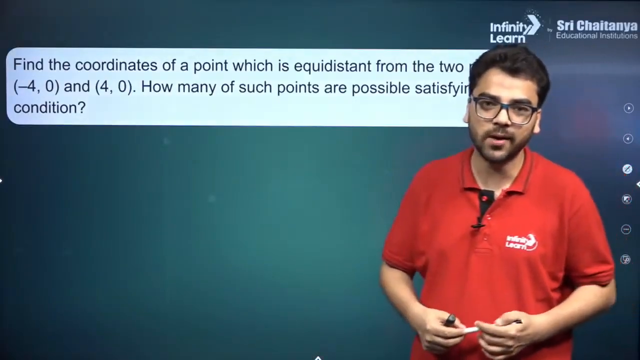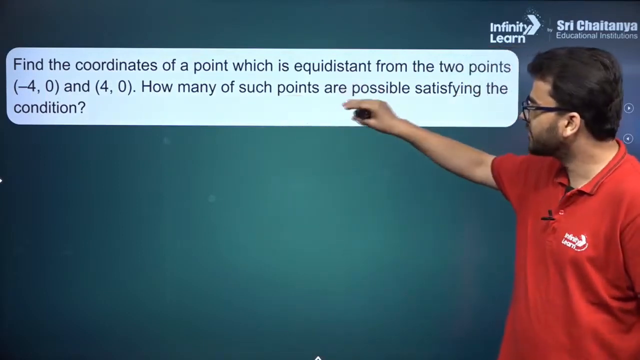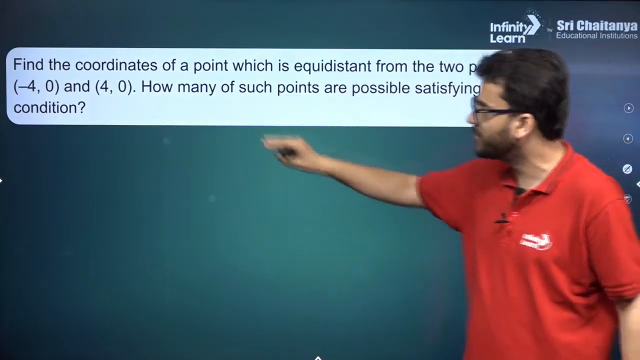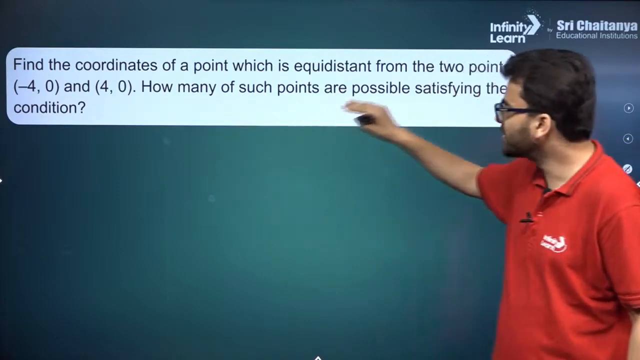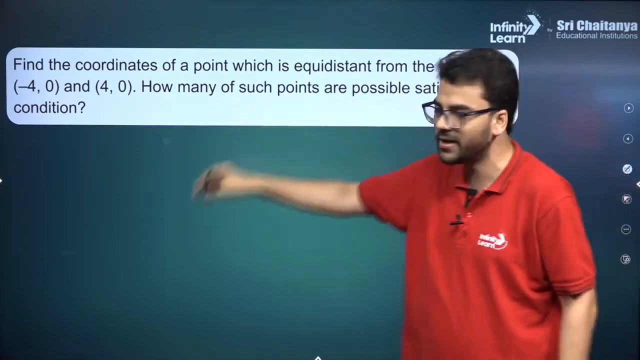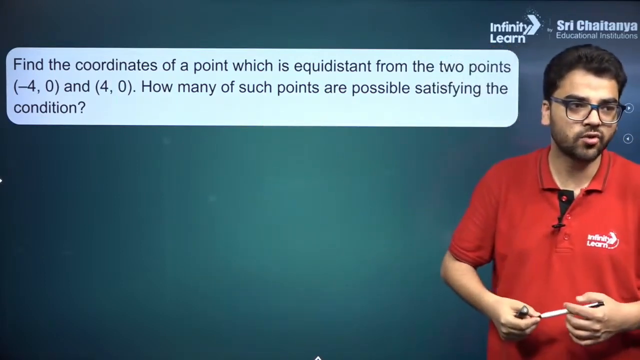Can you try doing this question? Find the coordinates of a point which is equidistant from these 2 points. How many such points are possible satisfying the condition? Can you try doing this question?